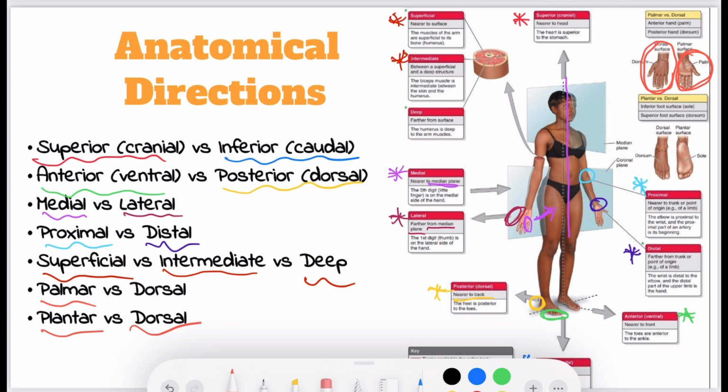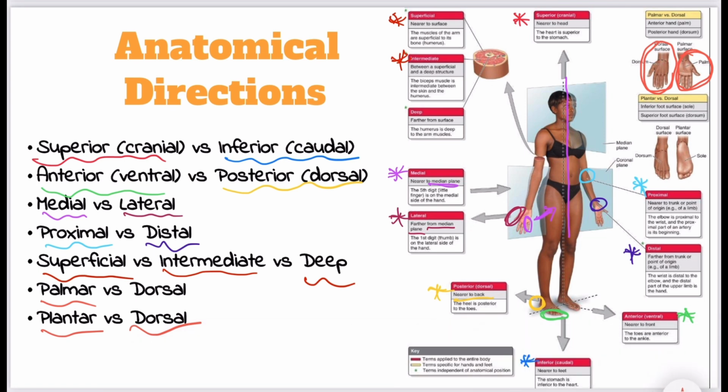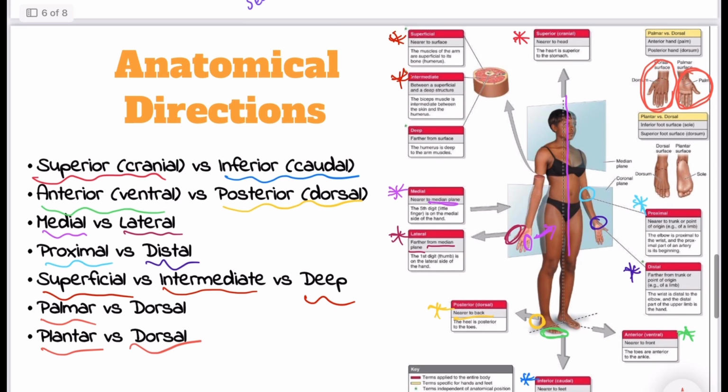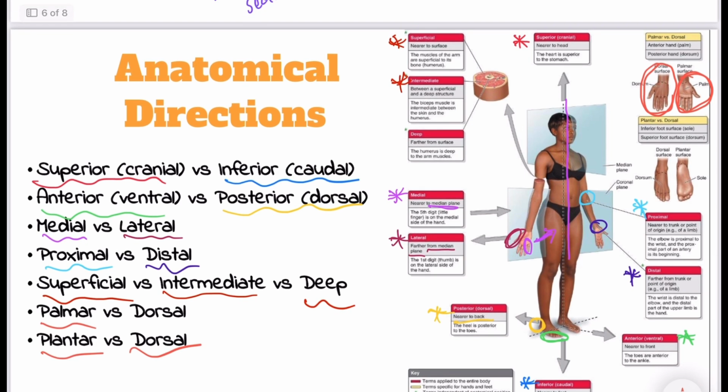And that pretty much sums up everything that has to deal with anatomical directions. And all of these are going to come up again in the names of the muscles that you have to remember for anatomy. So it's really important that you understand these anatomical directions and that you have them engraved in your head, because it's going to come up again as you continue to study anatomy.